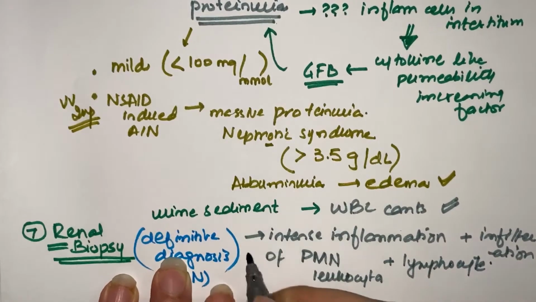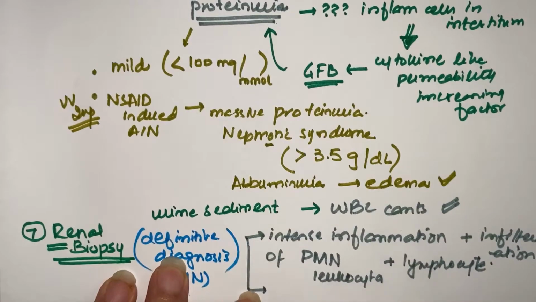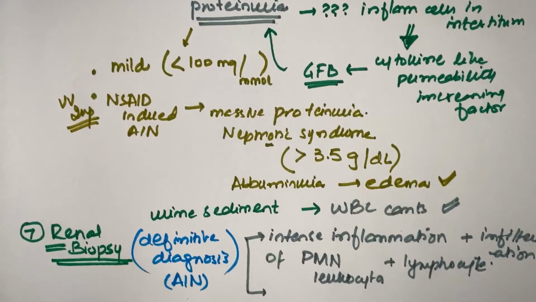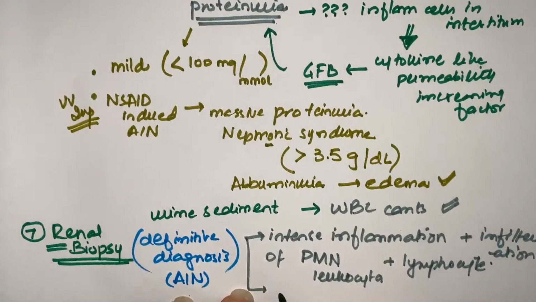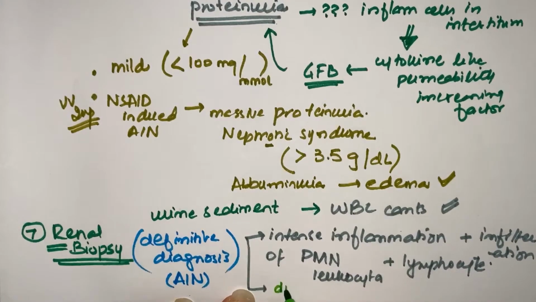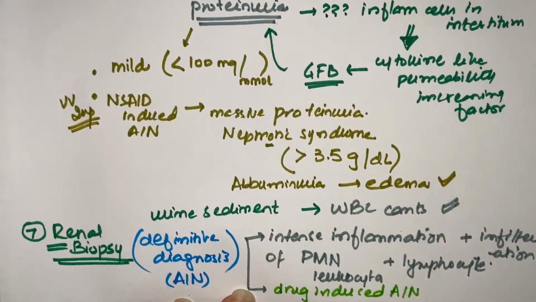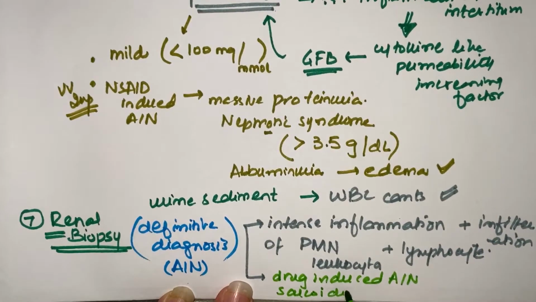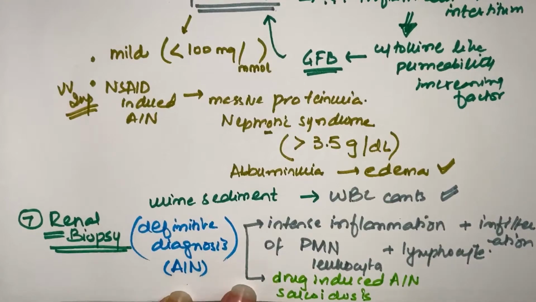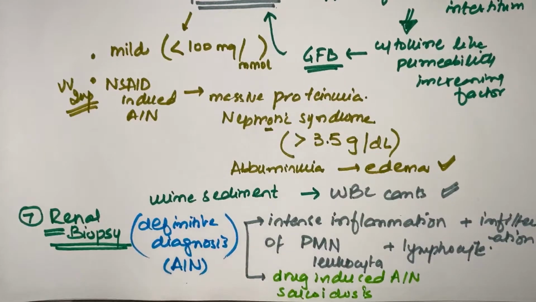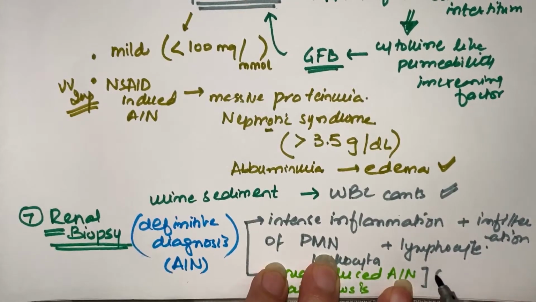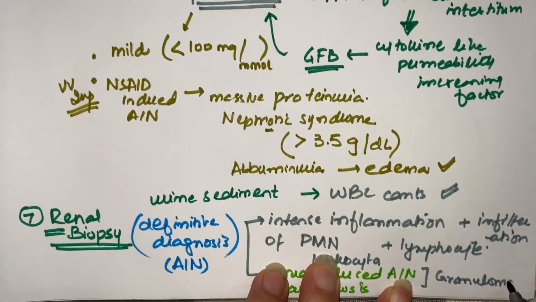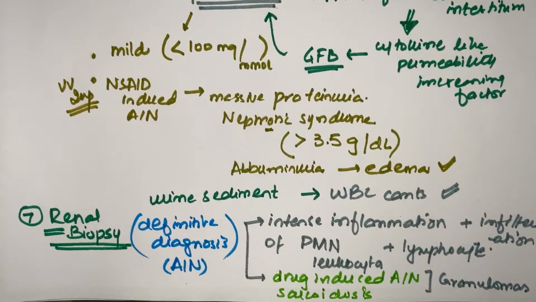Now, another important point: if the patient is having drug-induced acute interstitial nephritis, or, as I have told you in the causes video, collagen vascular disease or sarcoidosis can also cause acute interstitial nephritis. So if these two diseases are present, then in that case we'll see granulomas in the biopsy too. Fine.